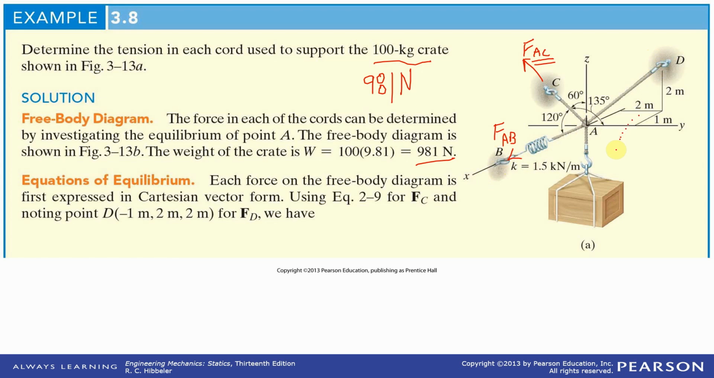FAD, on the other hand, has a direction of -1 on the x-axis, +2 on the y-axis, and +2 on the z-axis. And it will be axial to the rope. So we're going to have the magnitude, FAD, times the unit vector. That's going to equal the vector force.